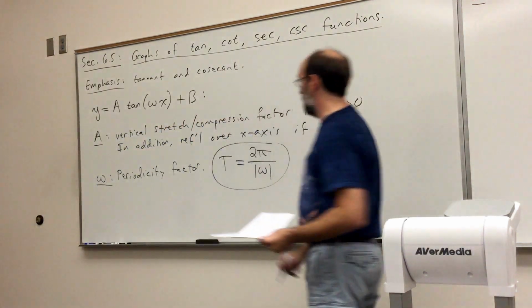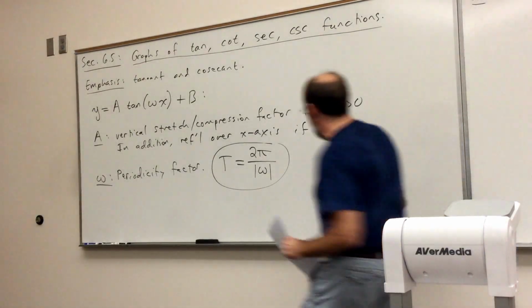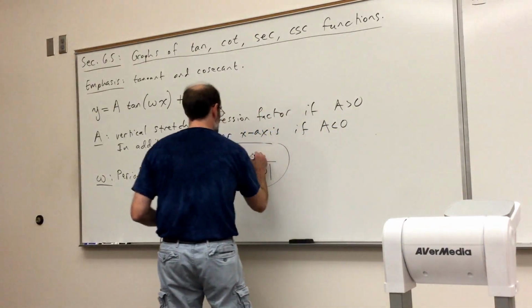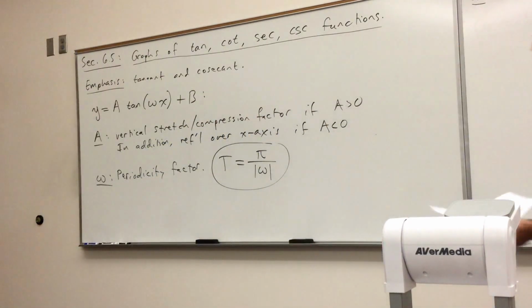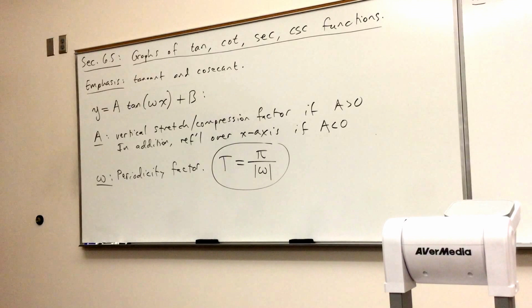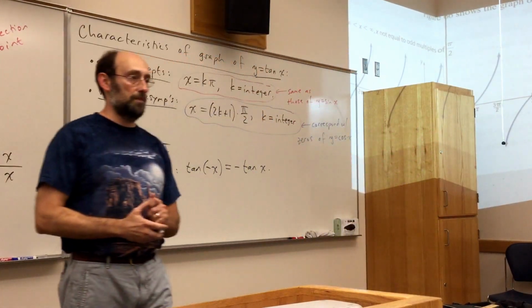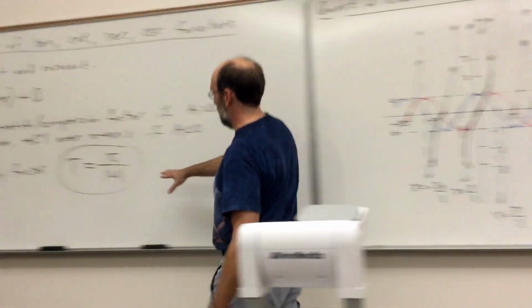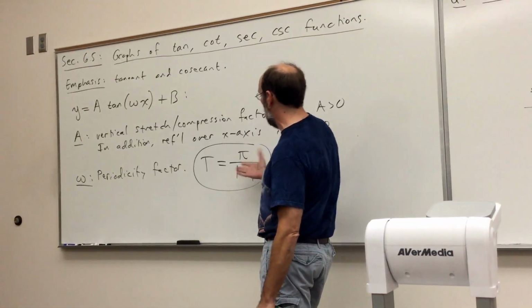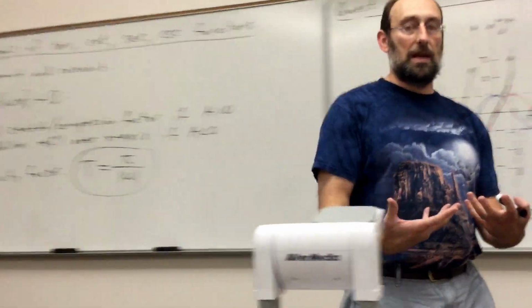So T equals pi over the absolute value of omega. So if omega is positive, the absolute value is unnecessary, and we could always rewrite the function definition such that omega is positive by using the odd property. We can bring the minus sign outside of the argument of the function. Okay. So if we had y equals tangent of minus 2x, I could write that as y equals minus tangent of 2x, and then in that case omega would be positive 2. Okay. So, but this is sort of a general setting. If you don't use that odd property and leave omega as is, then you would have to take the absolute value. Okay?